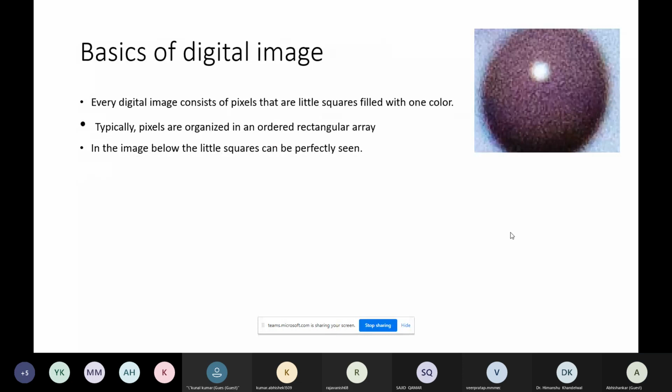So the input to a CNN is a digital image. Before going into CNN, I thought we should have some understanding of what a digital image actually is. What do you think about digital images? Any idea? You see images. Do you have any idea how the computer reads these images, and what these images are made of? Does anyone have any idea?